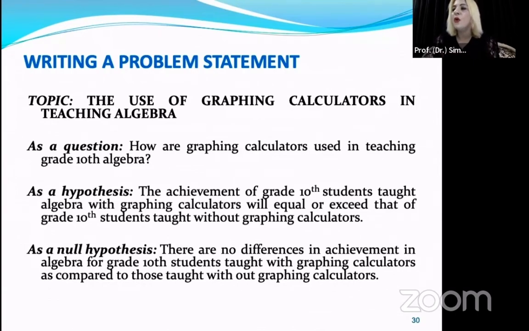So this is how we pick one problem, then we convert that problem or topic into one question, and then I have to convert it into a hypothesis. If I don't convert it into a hypothesis, that means I can't go for the comparative analysis, right?